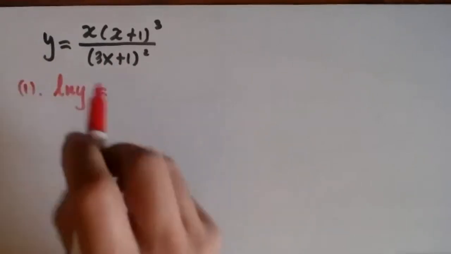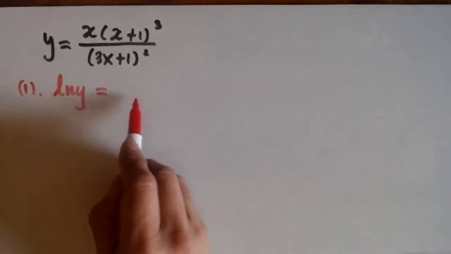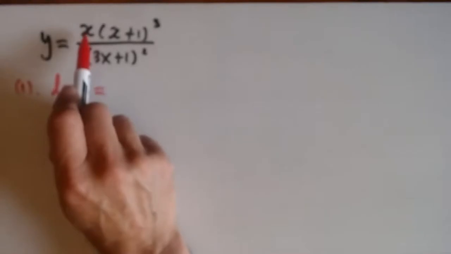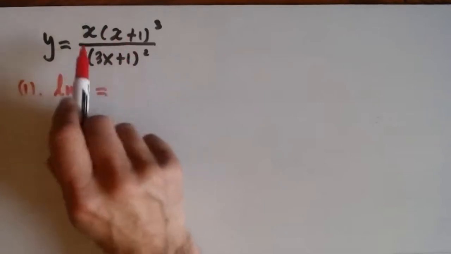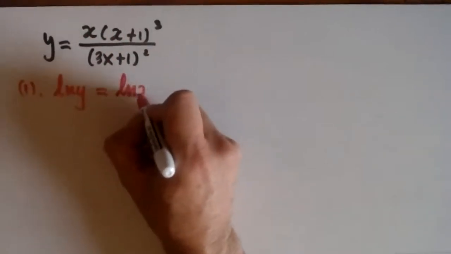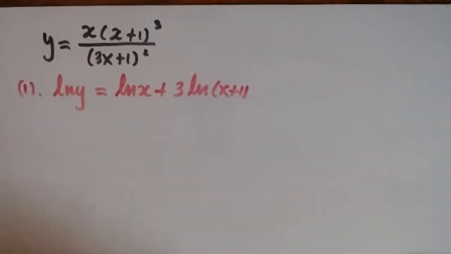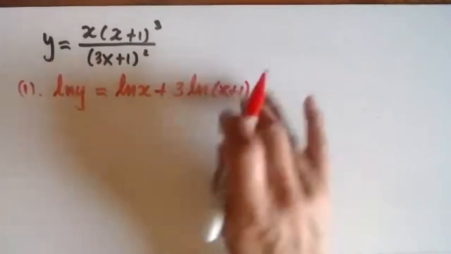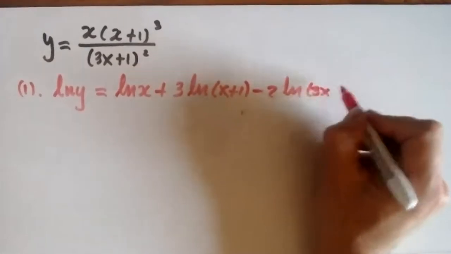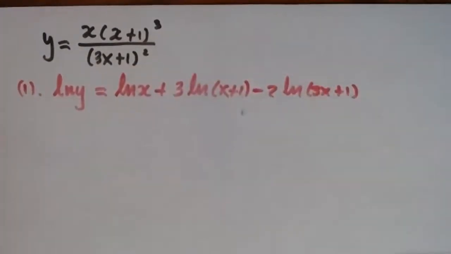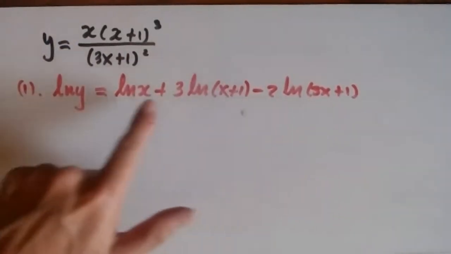ln y equals, and here your proficiency with the logs is important. You should be able to do this in one step. So I have the log of this, 3 times the log of this, minus 2 times the log of this. I have to use the rules mentally. ln x plus 3 ln (x plus 1), right? Minus 2 ln (3x plus 1), correct? So the big problem now is 3 little ones, easy to work, okay?